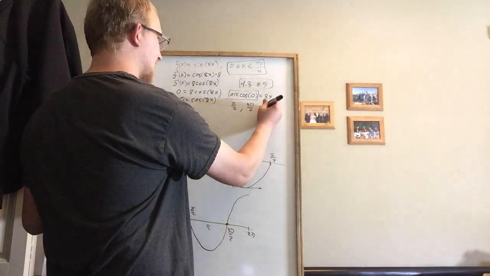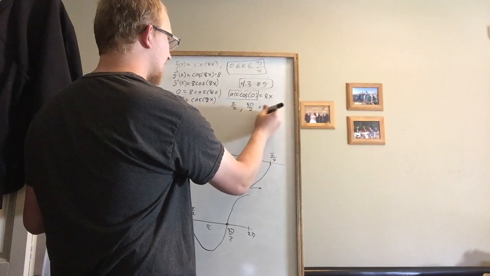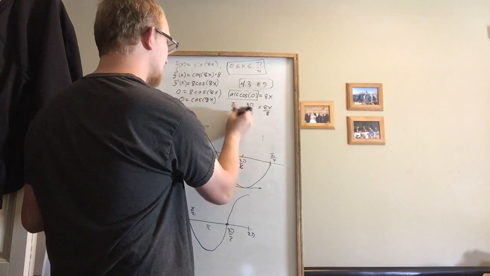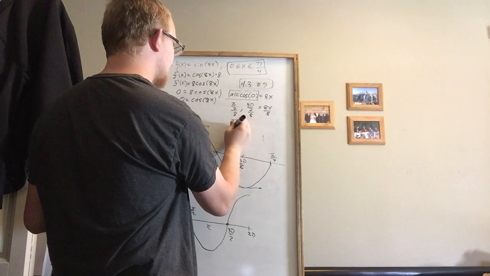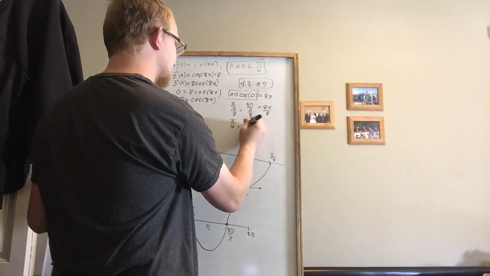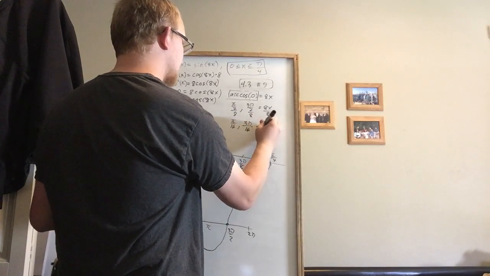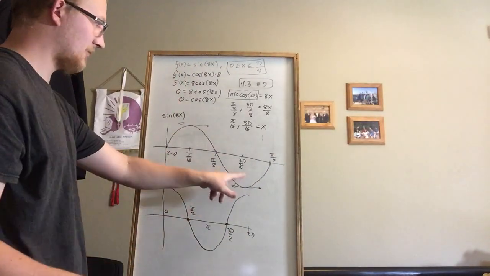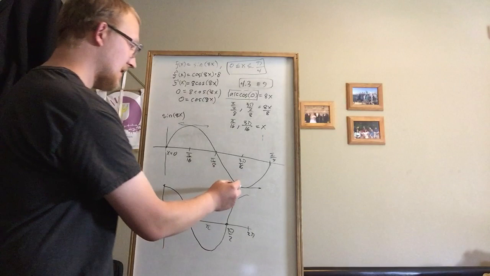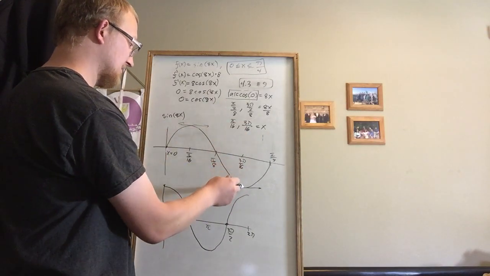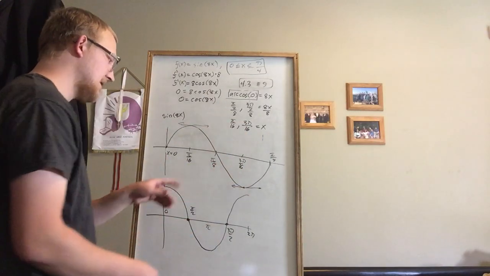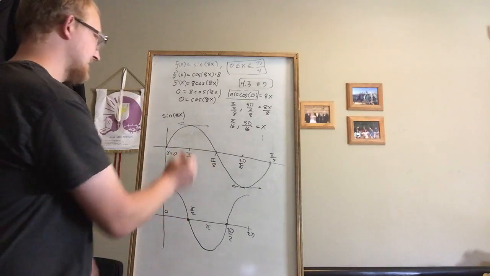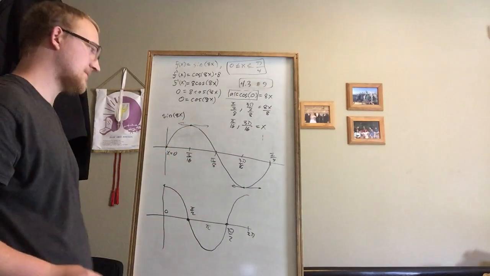So if this equals 8x, we can divide both sides by 8, and we'll end up with pi 16ths and 3 pi 16ths is equal to x. So these are a couple of our extrema. And look, we look back at our sine of 8x. Look, 3 pi 16ths is precisely where one of our extrema is, or our critical points, and pi 16ths is exactly where another one is.